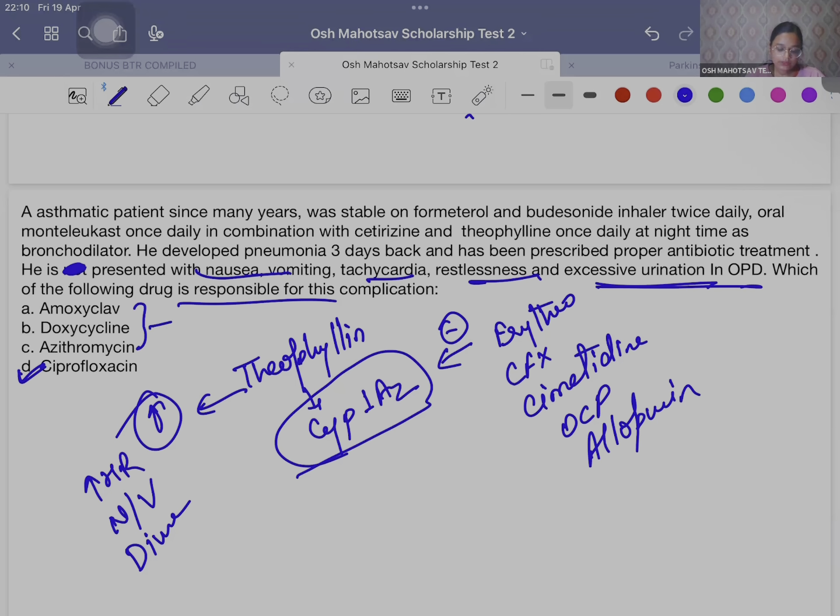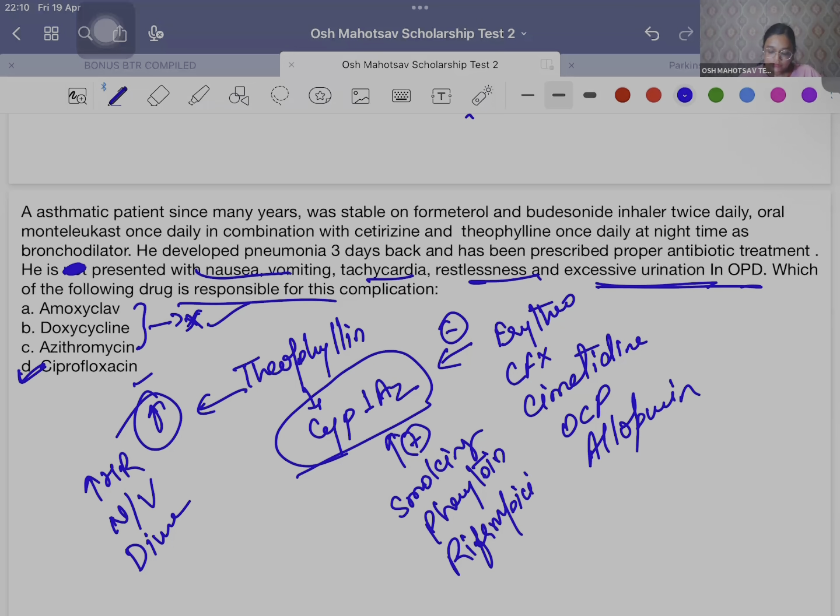The other options do not have any drug interaction with theophylline. So here the answer will be ciprofloxacin. Other than this, the enzyme is also induced by a few drugs like smoking, phenytoin, and rifampicin. These drugs can induce cytochrome 1A2, and they will lead to more metabolism of theophylline, so we have to increase the dose whenever patients are taking these drugs. Whenever patients are on the inhibiting drugs, we need to reduce the dose to two-thirds, so they do not lead to toxicity of theophylline. Okay.